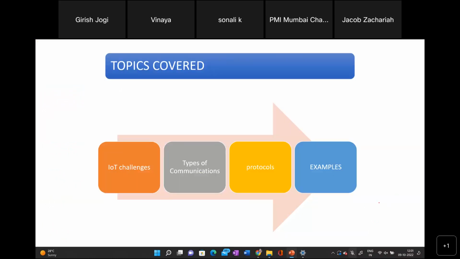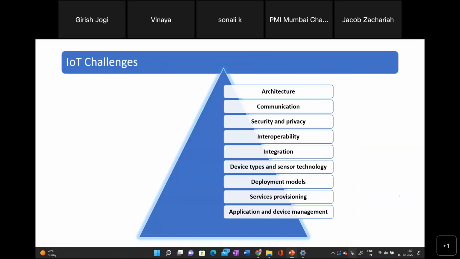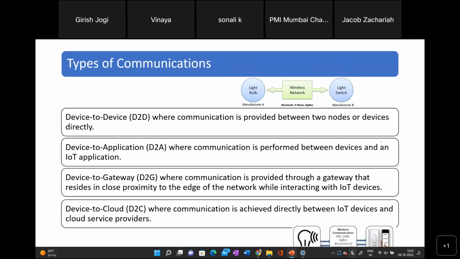A few of the challenges and then a few of the protocols. A few of the IoT challenges are architecture, communication, security, privacy, interoperability, integration, device type and sensor technology, and deployment models. The communication in case of IoT can be device to device, device to application, device to gateway, and it can even be directly device to cloud.